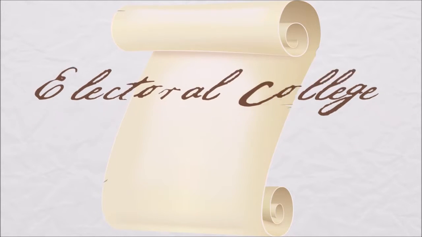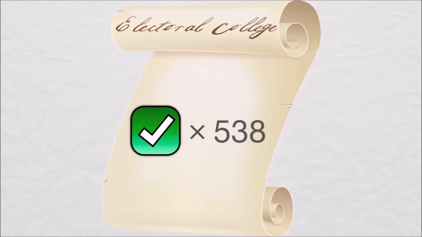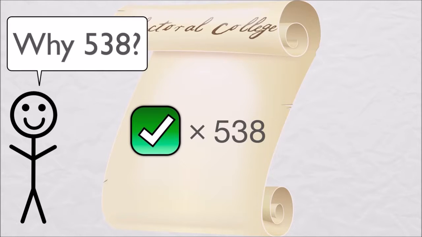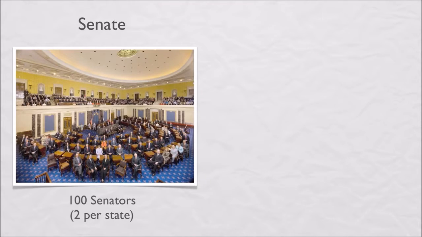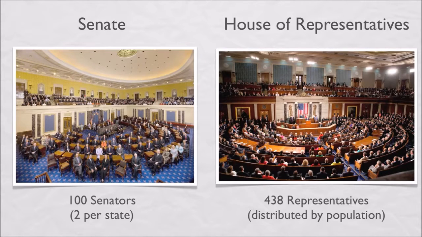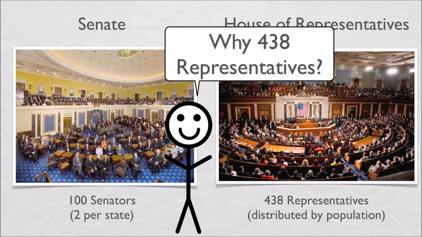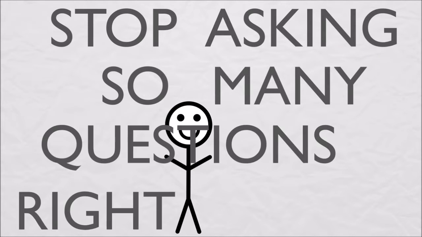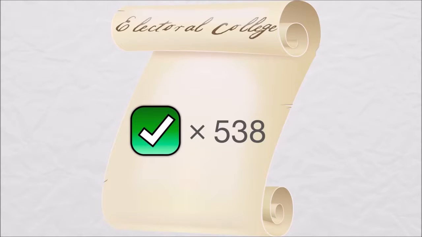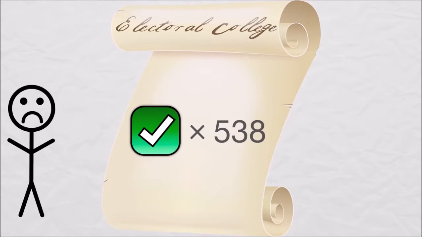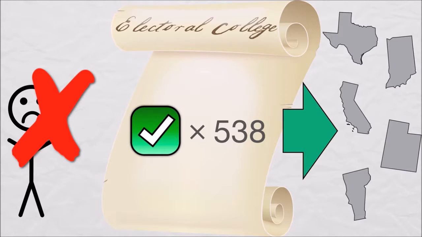To keep things simple for now, think of the Electoral College as the collection of 538 votes that determine who the president of the United States will be. Why 538? Because that's the number of senators, 100, plus the number of representatives, 438 in Congress. Why are there 438 representatives in Congress? Stop asking so many questions right now, we're trying to keep this simple. These 538 votes in the Electoral College aren't given to the citizens directly, but are instead divided among the states.